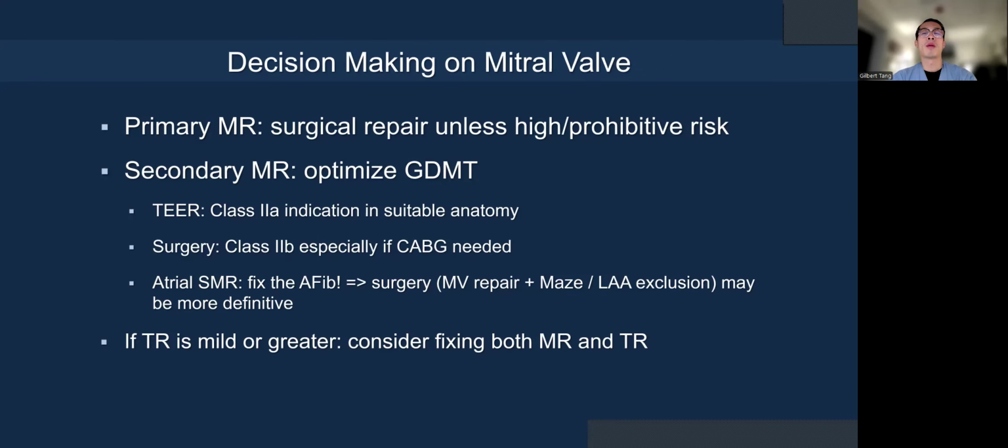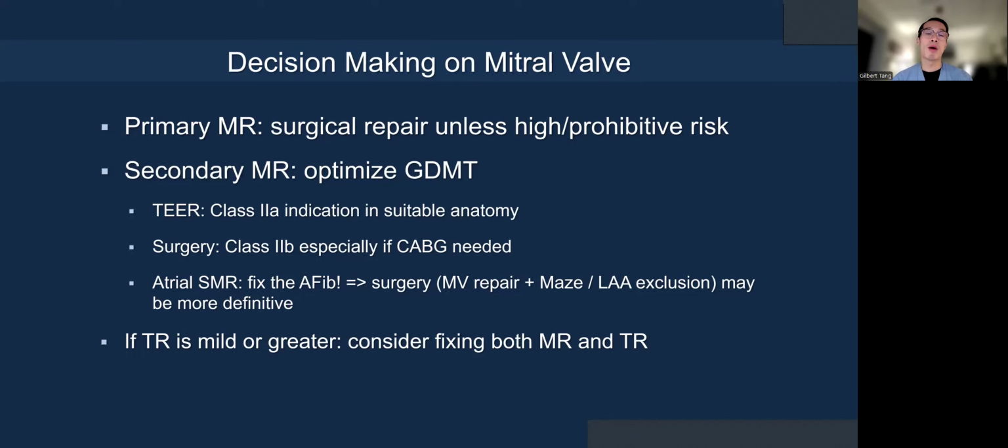So what we are talking about with decision-making in mitral valve is such that in primary MR, surgical repair should be the gold standard unless the patient is at high or prohibitive risk. In secondary MR, though, patients need to be medically optimized. And transcatheter edge-to-edge repair, or TEER, would be a class 2A indication in suitable anatomy. Surgery still plays a role, but more class 2B, especially if you need to have concomitant CABG.